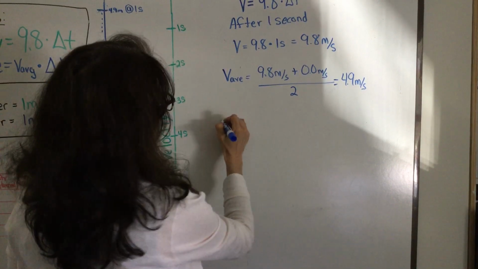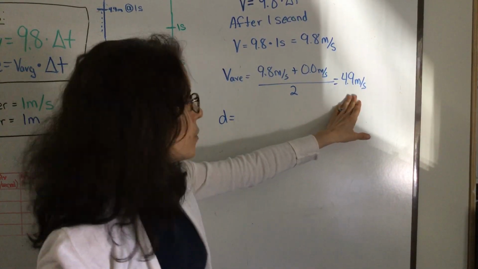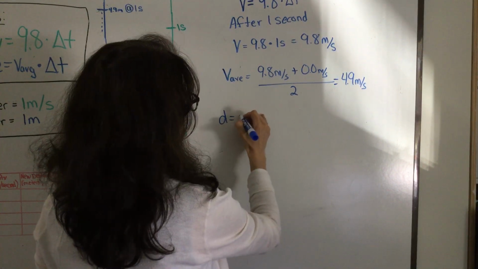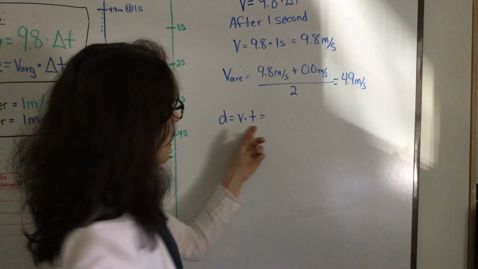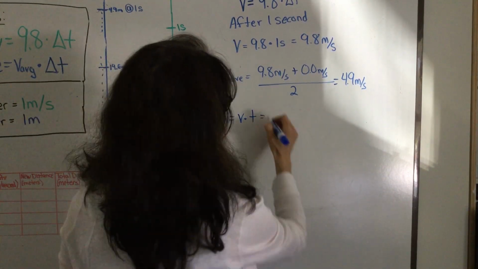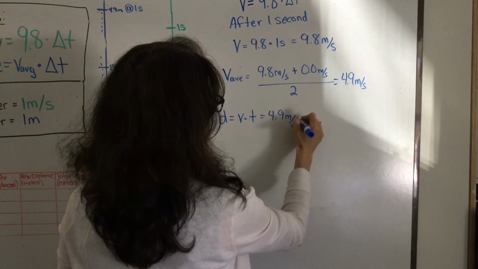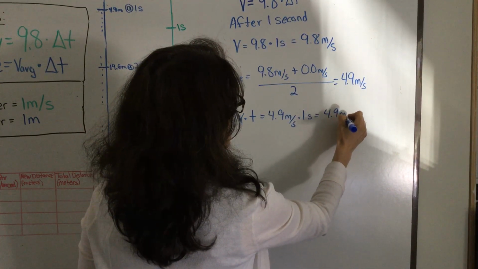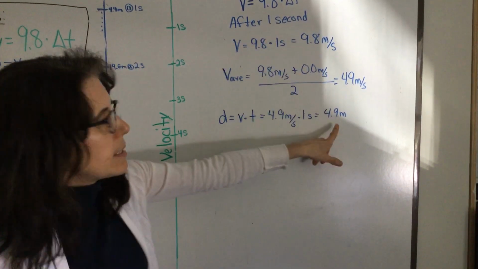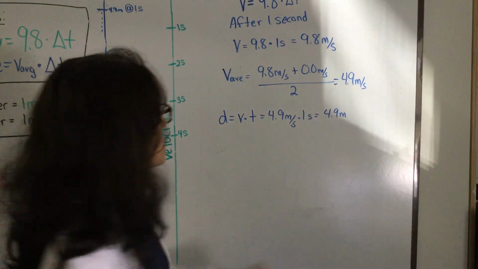The question is, how far did it fall? Well, if the average was 4.9 meters per second, distance equals velocity times the time, and the time interval was 1 second, 4.9 meters per second times 1 second gives us 4.9 meters. So after 1 second, the object will have fallen 4.9 meters.